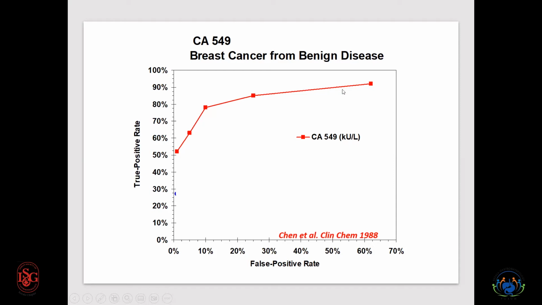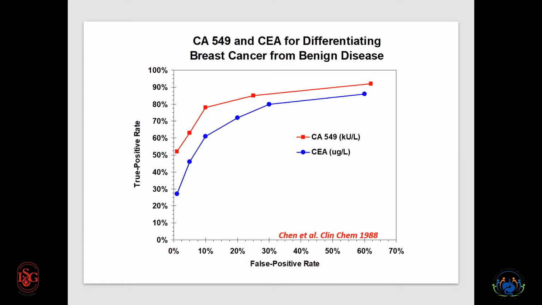The area under the curve is also used to compare different diagnostic tests. For example, you compare CA549 with CEA. You see that CA549 has a greater area under the curve, so it can be assumed that it may be a better test than CEA.